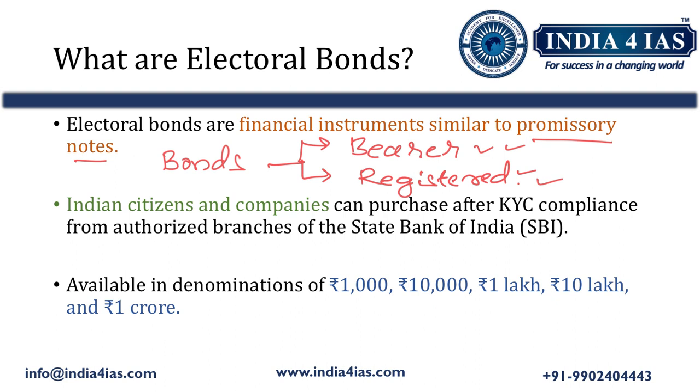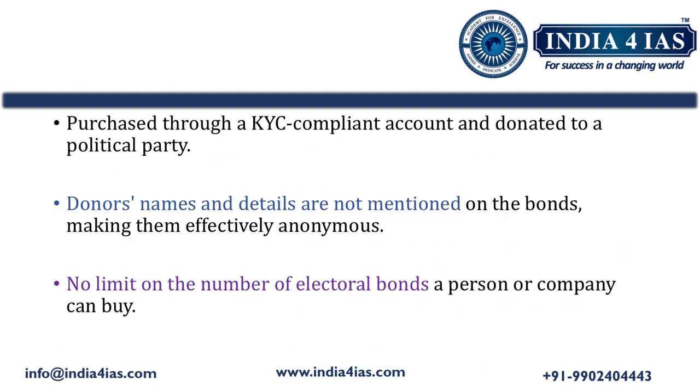As per the provisions of the scheme, only Indian citizens and companies can purchase the electoral bonds, that too after complete KYC compliance. These bonds can only be purchased from authorized branches of the State Bank of India. The bonds are available in the following denominations: 1000, 10,000 rupees, 1 lakh, 10 lakh and 1 crore, and multiples of these denominations. The bonds can only be purchased from a KYC compliant account and can be donated to a political party of their choice, and the donors' names and details are not mentioned on the bonds. So this makes the donor's name completely anonymous.